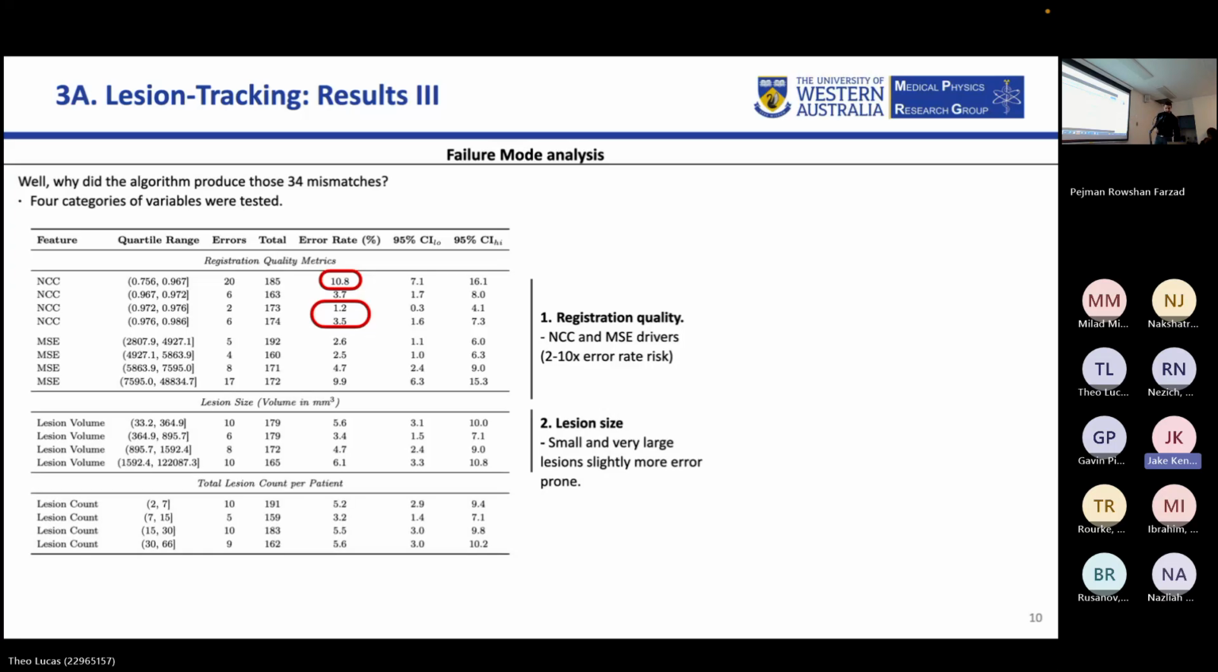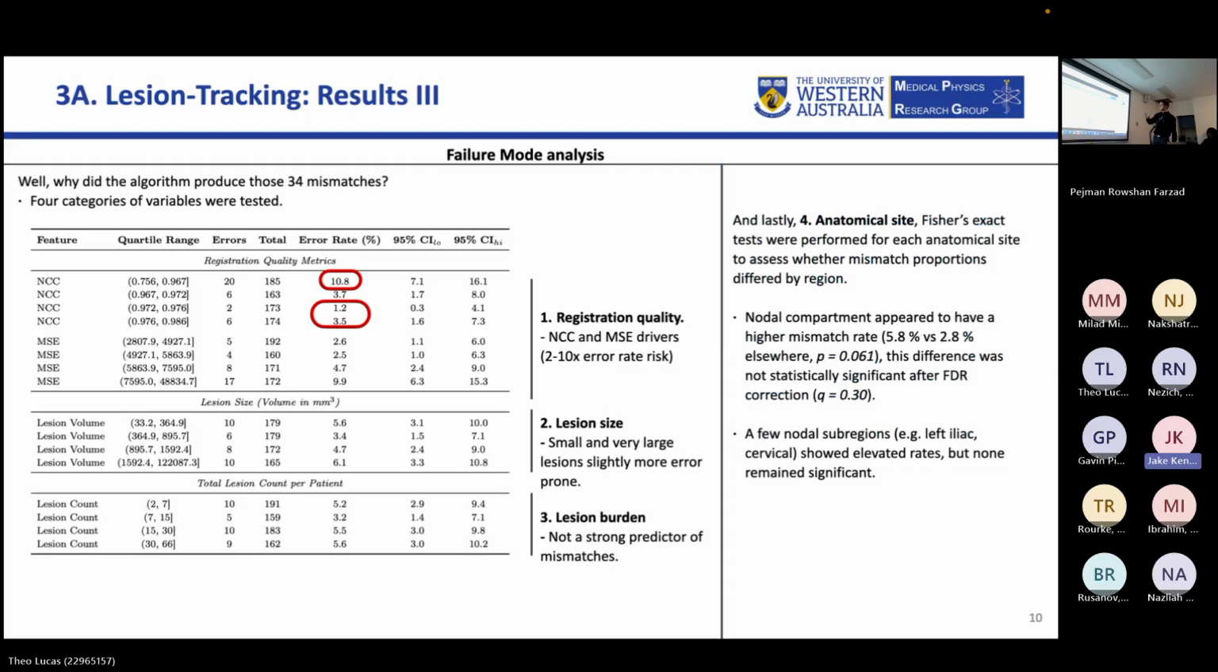And then finally, and quite importantly, I asked, did those patients who had more lesions on their scan tend to have more mismatch errors? And what was found was that no, basically there was no real difference in the quartile groups. And what that's telling us is that the algorithm was as robust at making matching decisions in high burden cases as it was in lower burden cases.